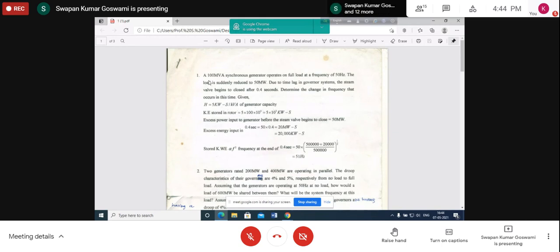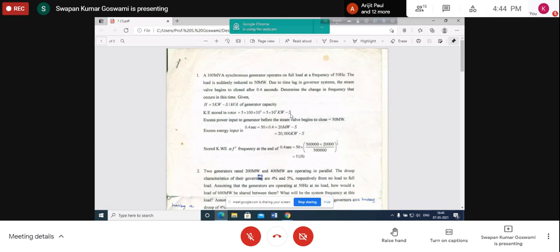So for a 100 MVA generator, this will be 5 into 100 into 10 to the power 3 kilowatt seconds, so like this, 5 into 10 to the power 5 kilowatt second. This is the stored kinetic energy at rated speed. That means when the frequency is 50 Hz, the stored kinetic energy is 5 into 10 to the power 5 kilowatt second.